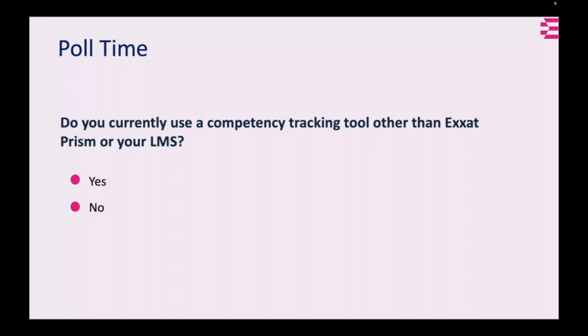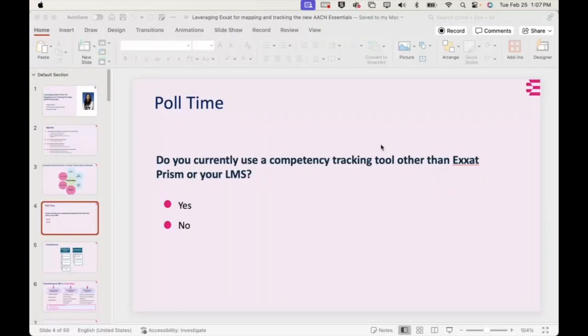we would love to do a quick poll and get your responses on this following question. Do you currently use a competency tracking tool other than Exxat Prism or your learning management system, which could be Canvas or Blackboard? Okay, so I think the response that we got was the majority of the people are not using any other tracking tool, right? Okay, that's good because if you're already using Exxat Prism, you might not need it. So we'll see via this presentation.